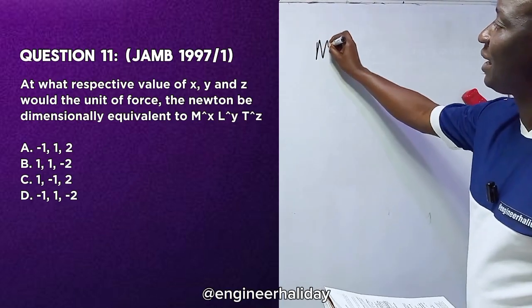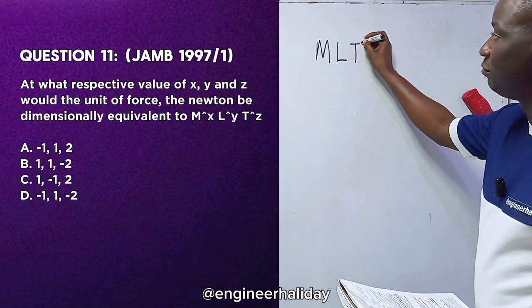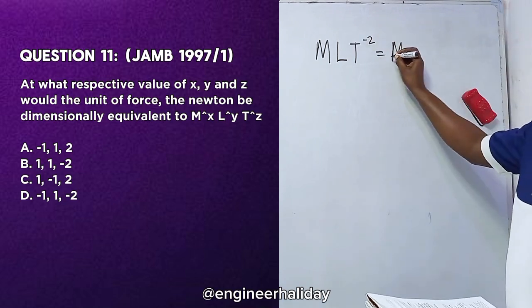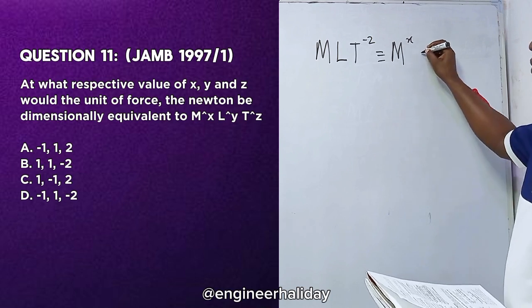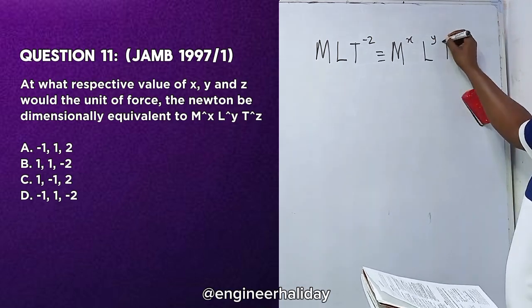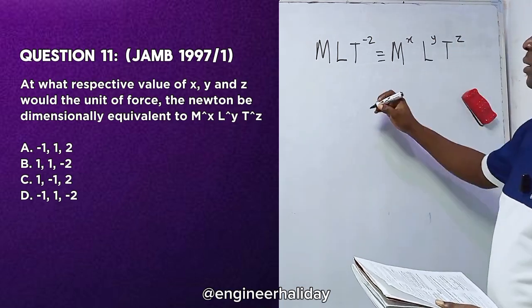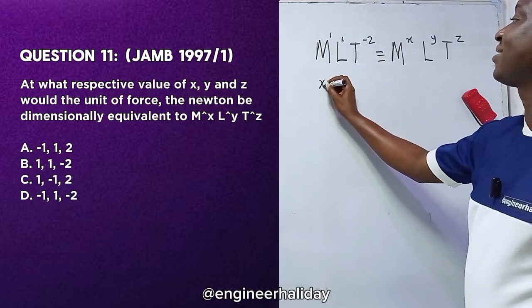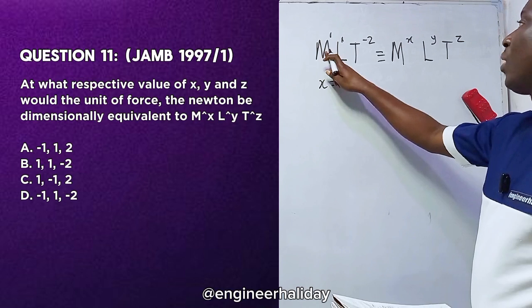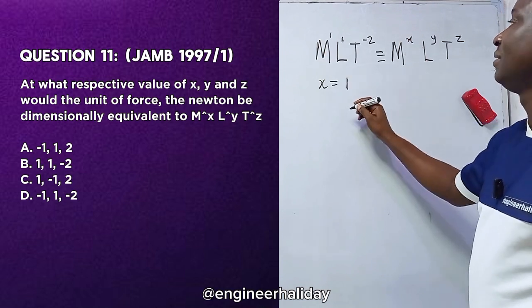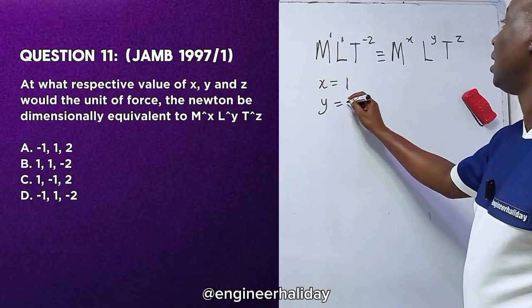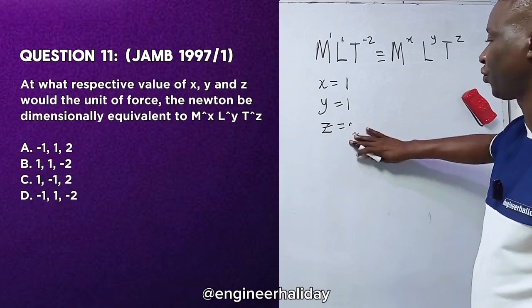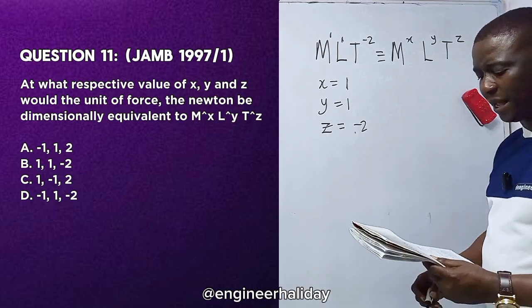The dimension of force is MLT^-2. So if it's equivalent to M^X L^Y T^Z, let's do comparison. So X is the power of M, which is 1. Then Y is 1. Then Z is equal to minus 2.